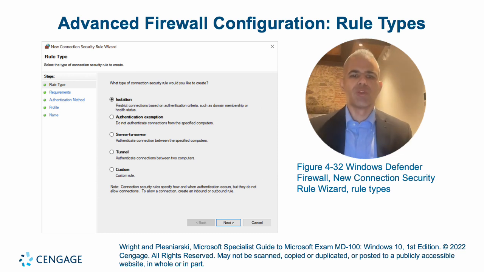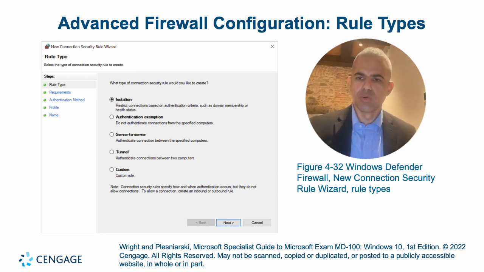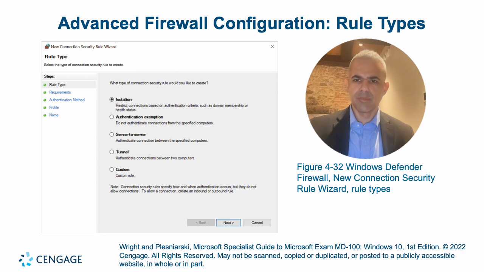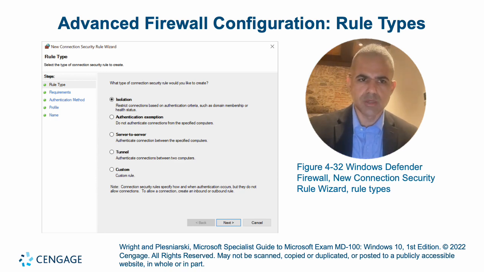Okay. What type of connection security rule would you like to create? So is it going to completely isolate the system? Is it going to allow you to skip any authentication processes? Is it going to allow you to just communicate between specific computers? That's the level of granularity that you can get down with these rule types.